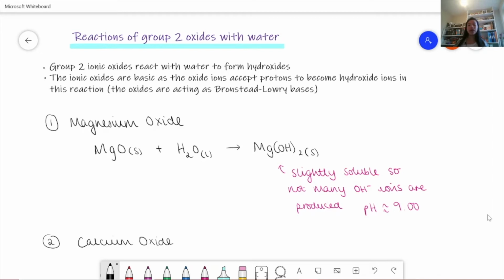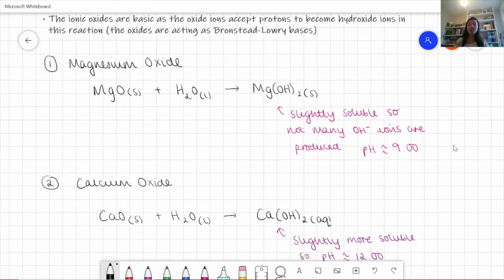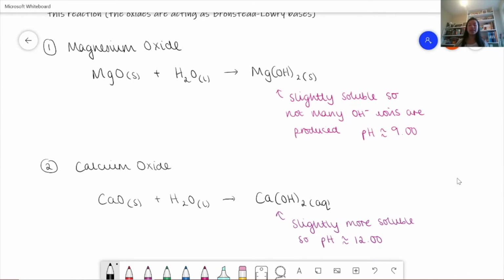So group 2 ionic oxides react with water to form hydroxides, and the ionic oxides are basic as the oxide ions accept protons to become hydroxide ions in this reaction, and so the oxides are acting as Bronsted-Lowry bases because they're accepting protons. And so the first equation that you need to know is the one for magnesium oxide.